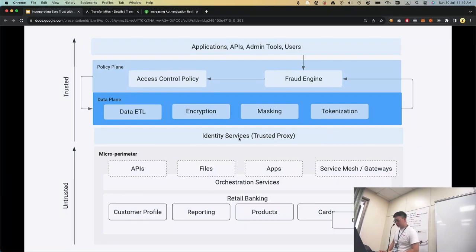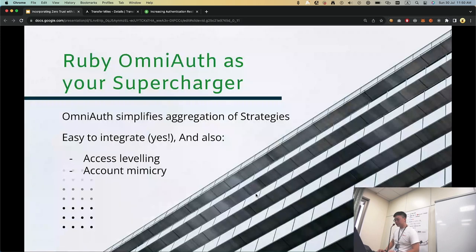So essentially with that and your access control, our identity services, acting as a trusted proxy, is almost like a form of DMZ between our consumer-facing services and the legacy environment below.